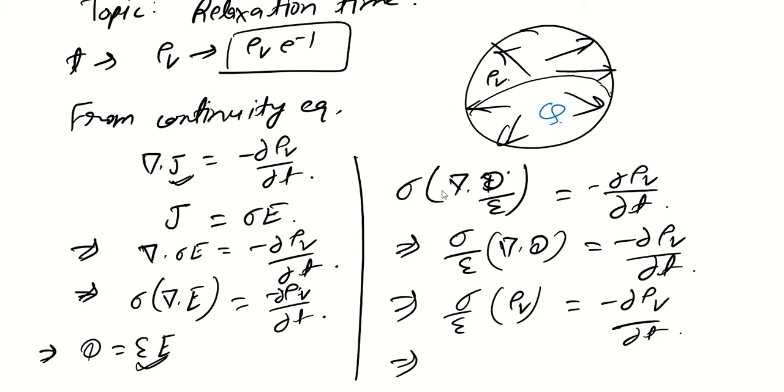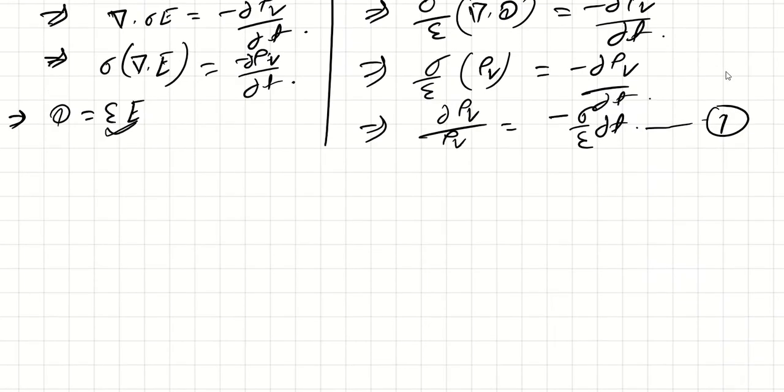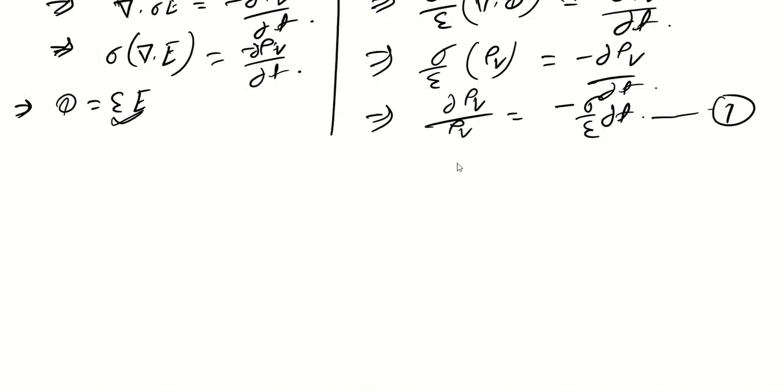By the variable separable method, we can take dou rho v by rho v equal to minus sigma by epsilon dou t. This is the relation that we have got in terms of a differential equation. Now we can integrate both sides, and we get the integral of dou rho v by rho v is equal to negative sigma by epsilon times the integral of dt.